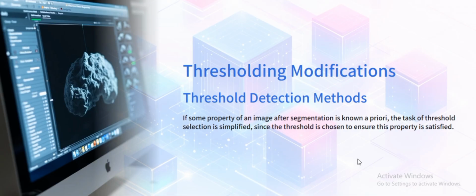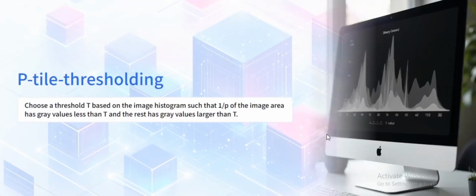So, that we are going to discuss it. Some property of an image after segmentation is known a priori. The task of threshold selection is simplified, since the threshold is chosen to ensure this property is satisfied. Meaning, if we know the image after segmentation, we can easily find the threshold value in a very simple manner. So, this type of selection is very important so that our thresholding property, or segmentation property, is satisfied.